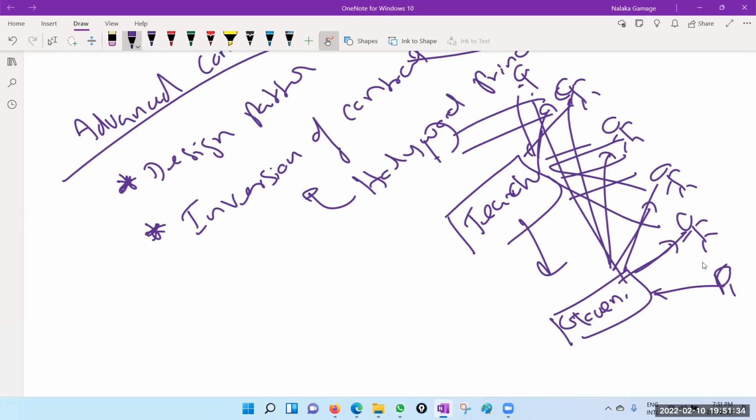The government controls the citizens. So inversion of control means citizens control the government.